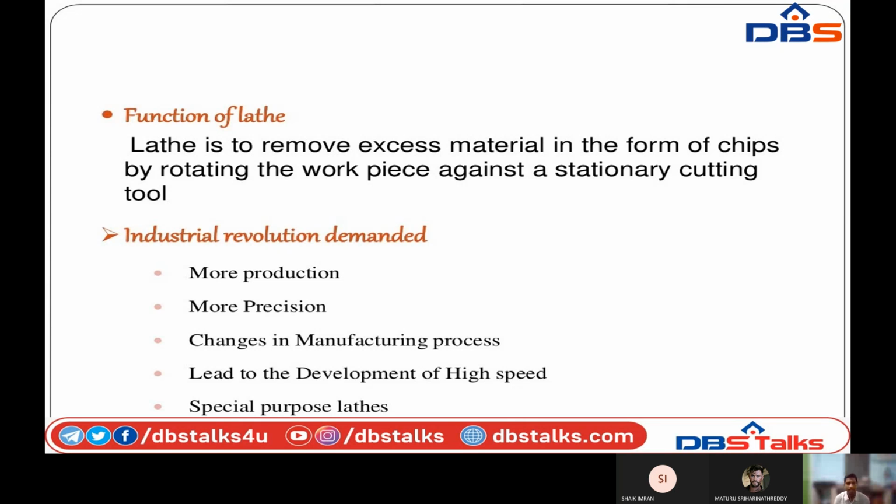That is the reason we prefer high speed lathes in industrial areas. Special purpose lathes are semi automatic lathes, single spindle and multi spindle. It will be discussed in the next slides.